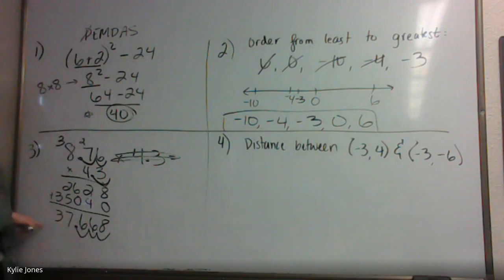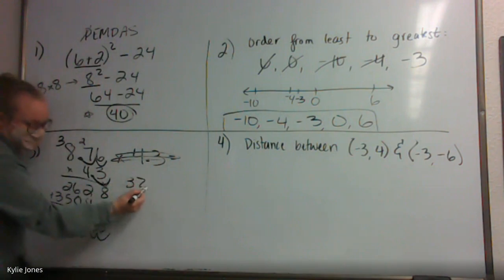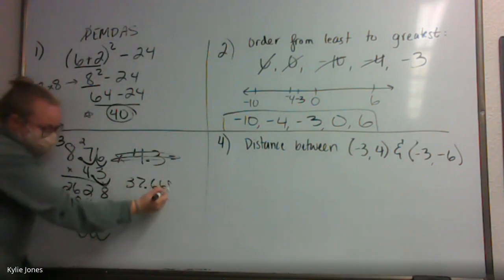This is the correct answer? Okay. So if you got a different one, okay. If you got a different answer, maybe check the multiplication that you did, or the addition maybe, but it should be 37.668.